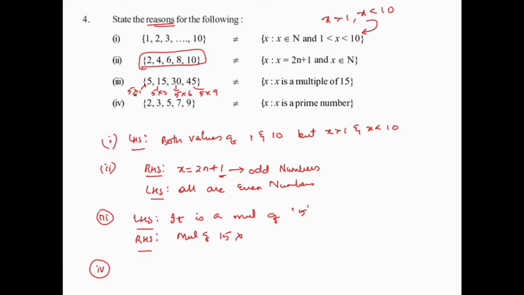Okay. If you are looking at all these numbers up to here, these are your prime numbers. But 9 is not a prime number, and in the RHS it says that all of them are prime numbers, isn't it? So this statement is wrong over here. Okay. So let's look at the next bit.